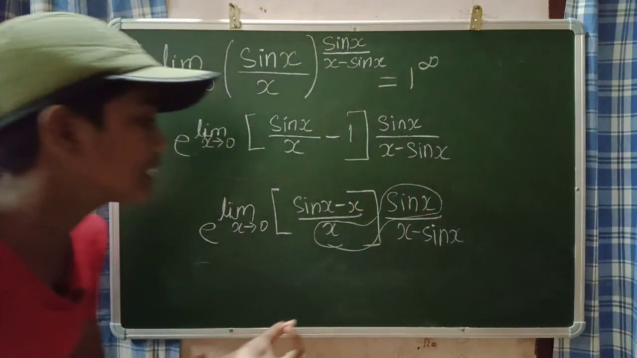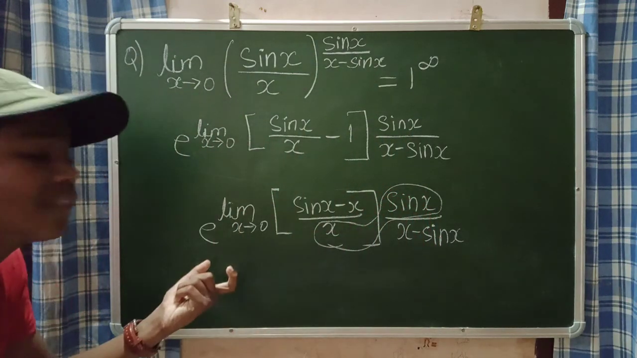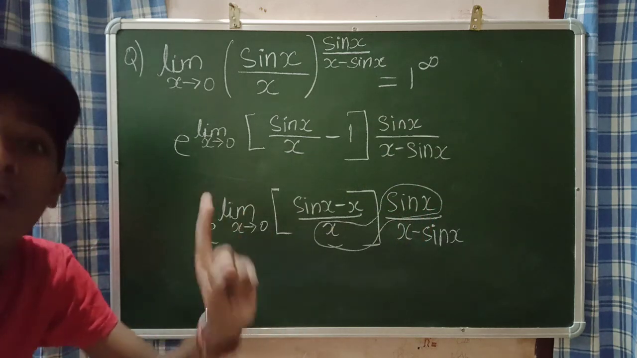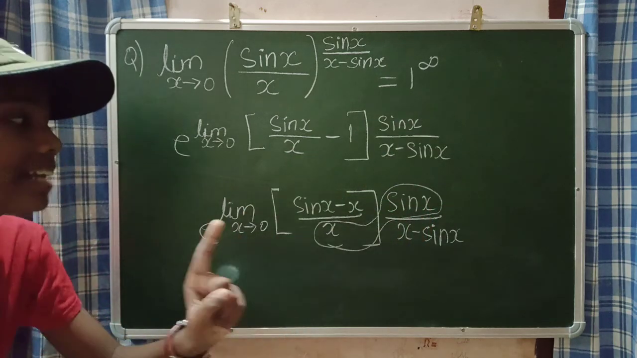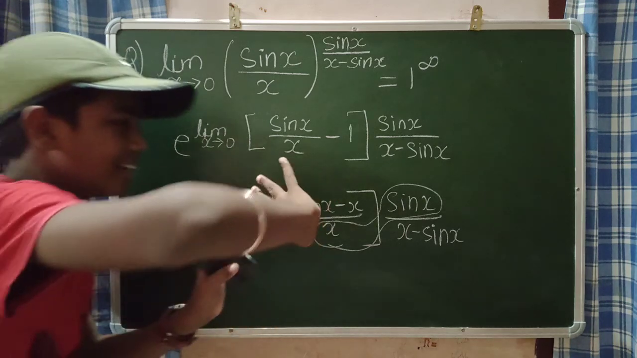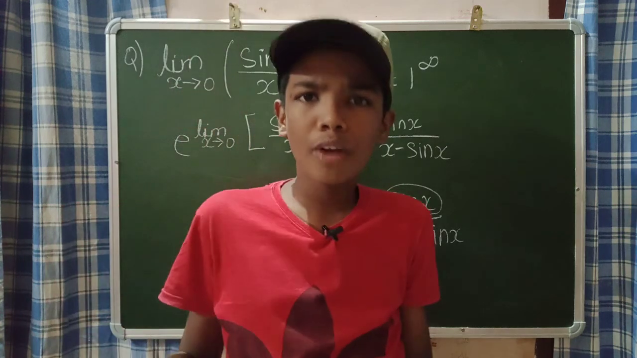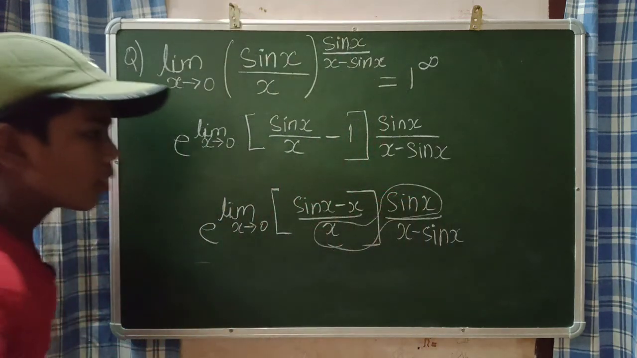So sin x divided by x will be 1 when the limit of x tends to 0. When x tends to 0, sin x divided by x will be 1. So if sin x divided by x is 1, I can leave out this term, because already it is 1, right? Anyway, 1 means nothing is going to happen. So this value will be 1.